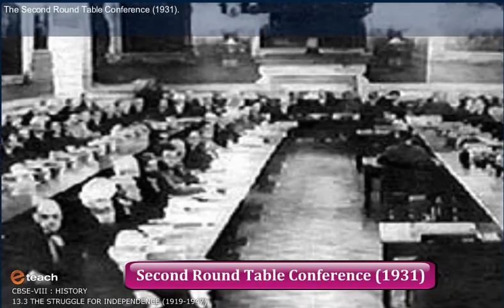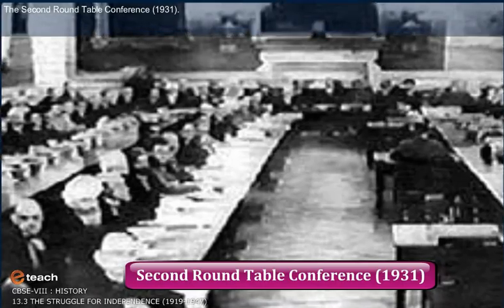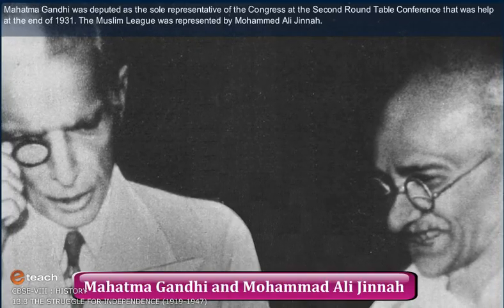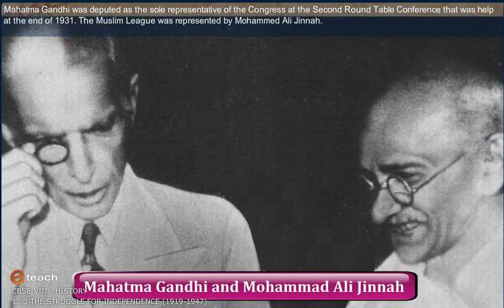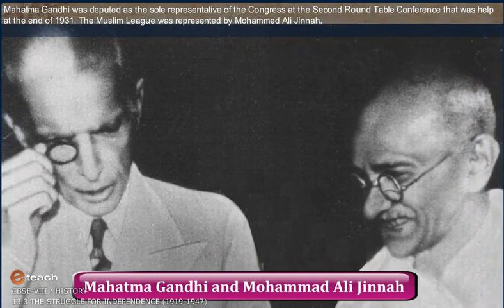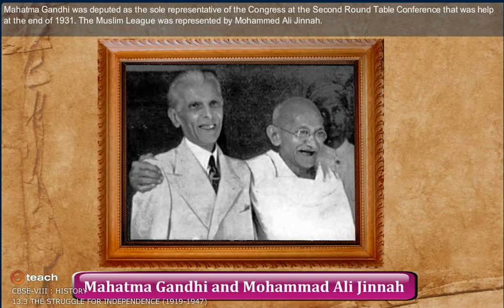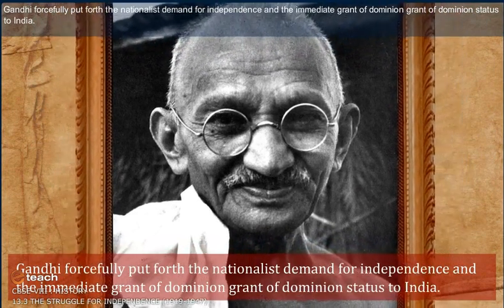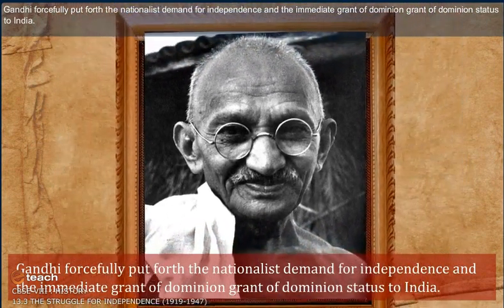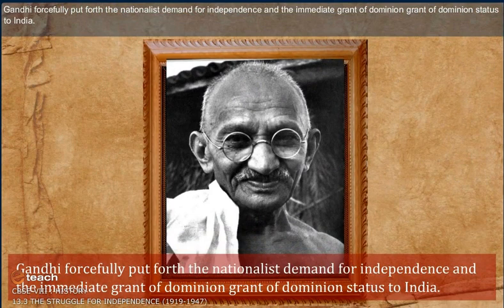The Second Round Table Conference, 1931. Mahatma Gandhi was deputed as the sole representative of the Congress at the Second Round Table Conference that was held at the end of 1931. The Muslim League was represented by Muhammad Ali Jinnah. Gandhi forcefully put forth the nationalist demand for independence and the immediate grant of dominion status to India.